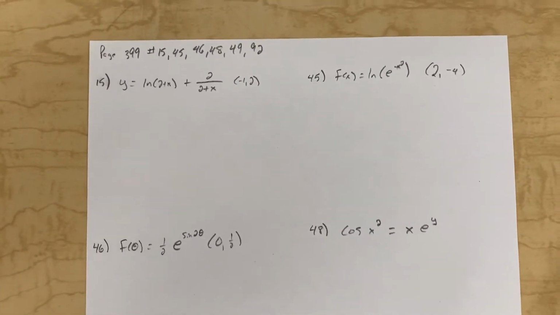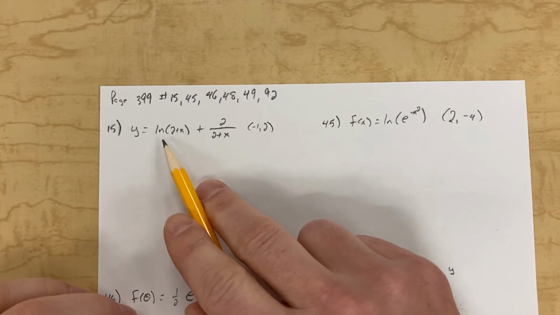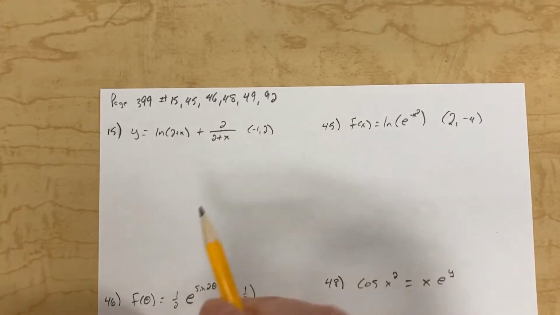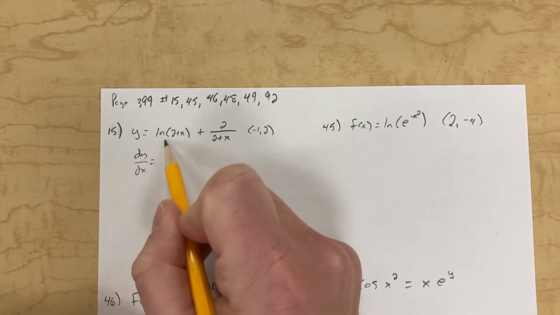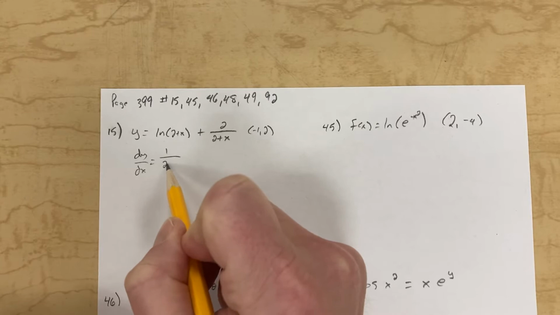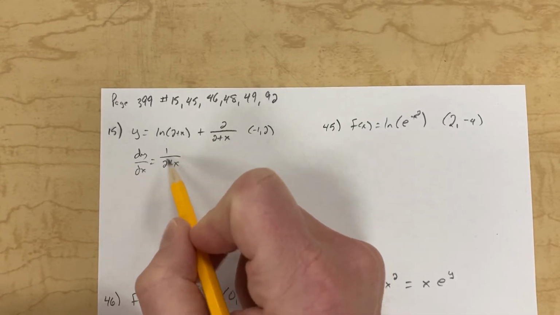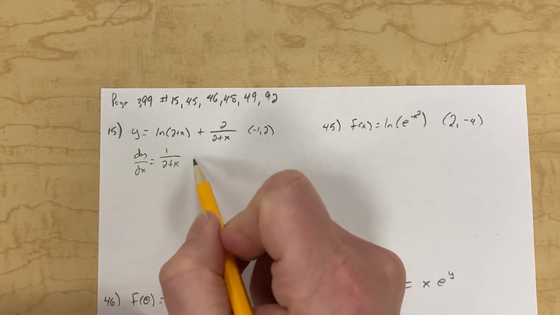All right, these are the answers to page 399. The first ones here want us to find the equation of a tangent line at this point for this equation. So we have to take the derivative. The derivative of natural log is 1 over whatever's inside of it times the derivative of what's inside of it. The derivative of 2 plus x is just 1, so we don't have to really include that.